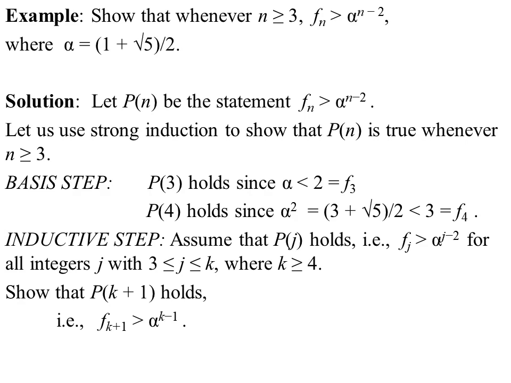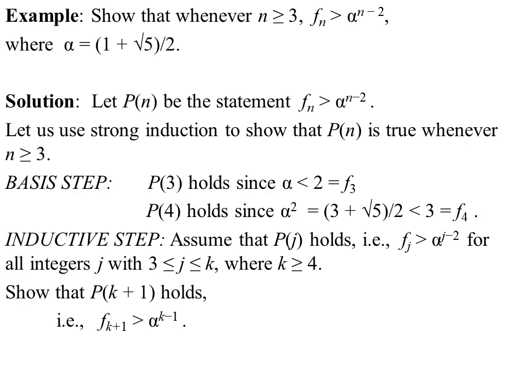Now when it comes to the alpha value, it is (1 plus root 5) whole divided by 2. Root 5 value is 2.236. So 1 plus 2.236 will become 3.236 divided by 2, whose value is less than 2.